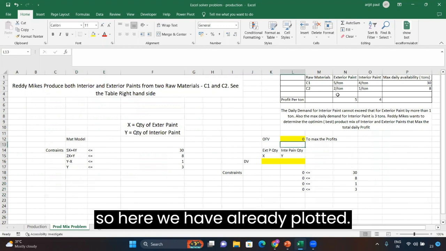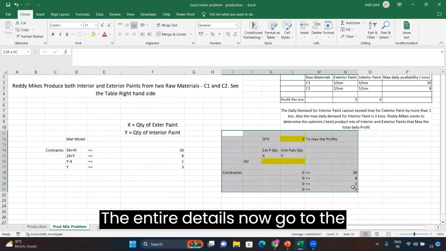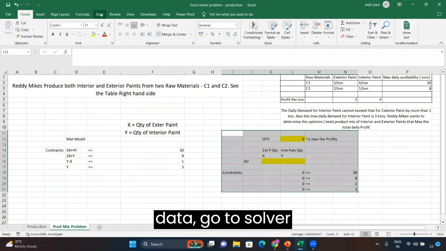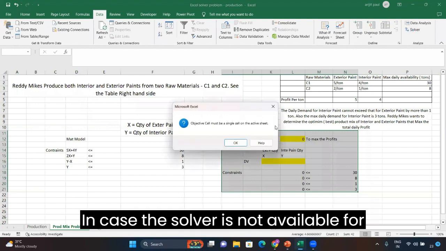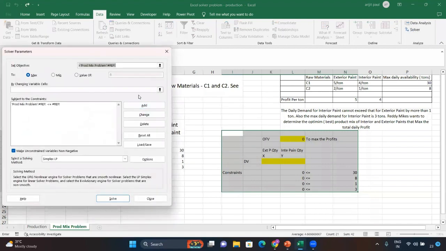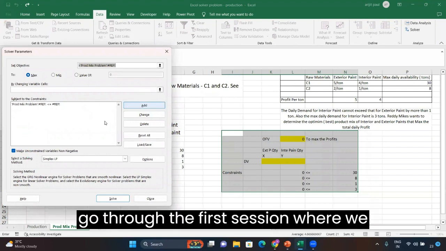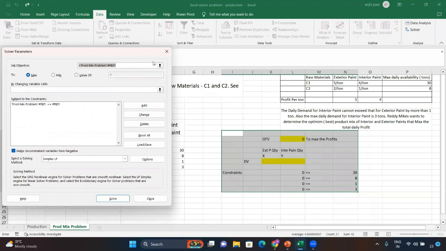Okay. So here we have already plotted the entire details. Now go to Data, go to Solver. In case the Solver is not available for you, please go through the first session where we have already discussed how to install the Solver in your Excel.